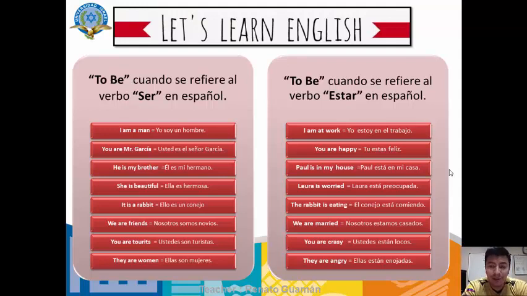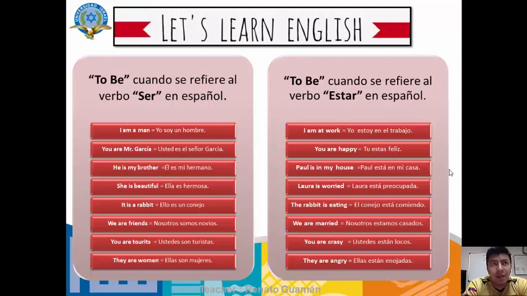You are happy, tú eres feliz. Paul is in my house, Paul está en mi casa. Laura is worried, Laura está preocupada. The rabbit is eating, el conejo está comiendo. We are married, nosotros estamos casados. You are crazy, oh sorry, crazy is with C. Ustedes están locos. And they are angry, ellas están enojadas o ellos están enojados.